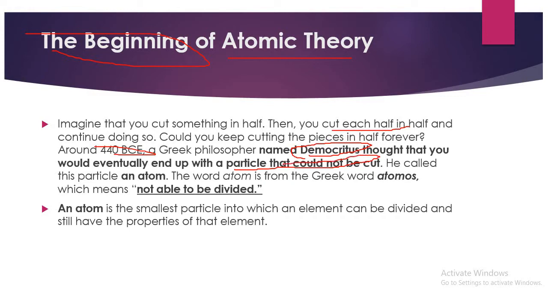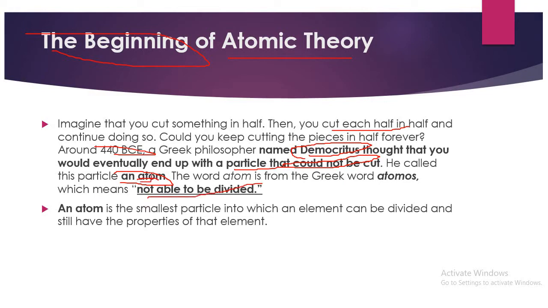This particle is called what? This particle is called an atom. So this scientist showed that you could end up with a particle that could not be cut. What is meant by an atom? The word atom means not able to be divided.